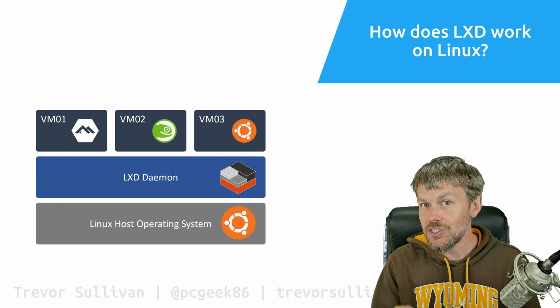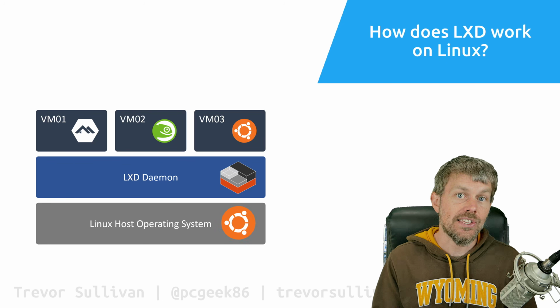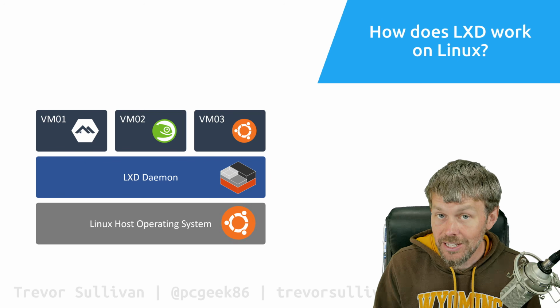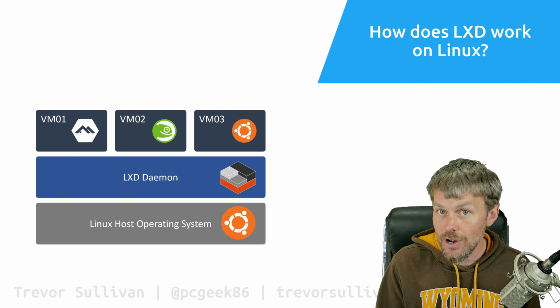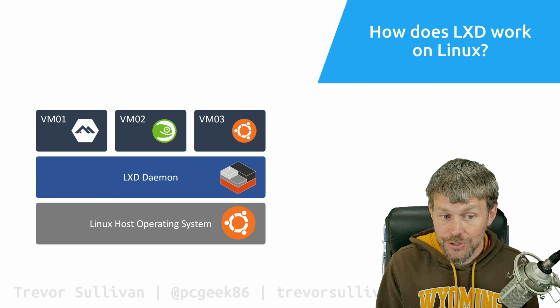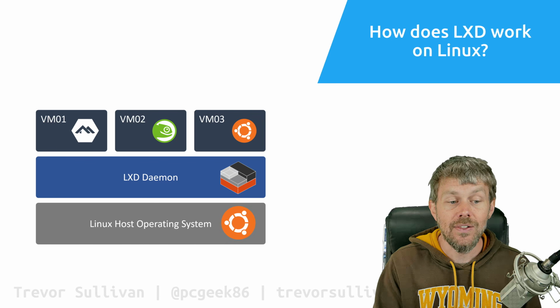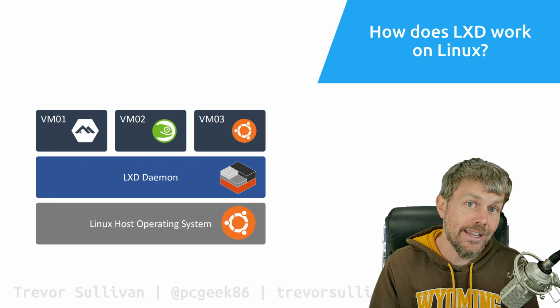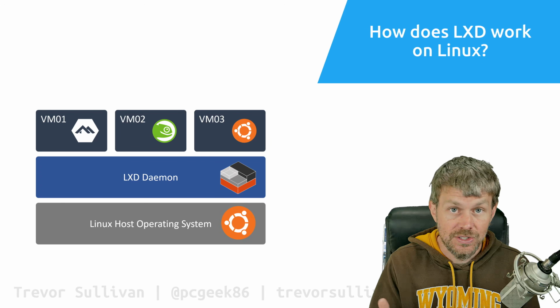Then you can install LXD, the engine itself, along with the LXC command line utility onto your host operating system. And then once the LXD engine has been installed, you can then use the LXC CLI to create virtual machines that use different operating system images.